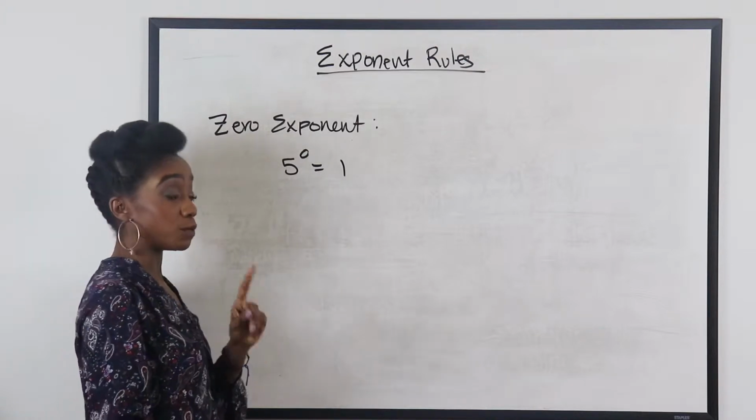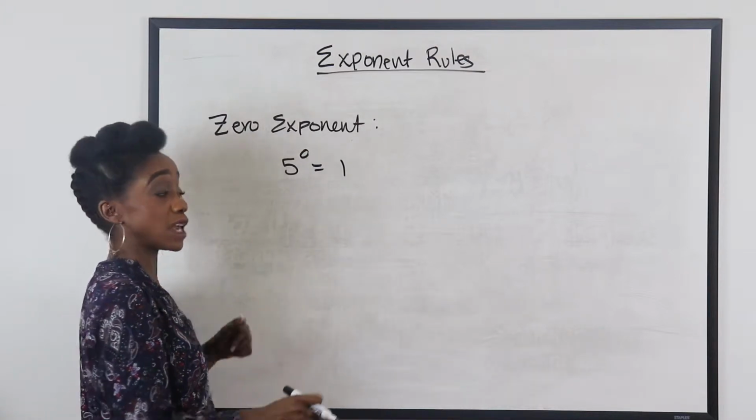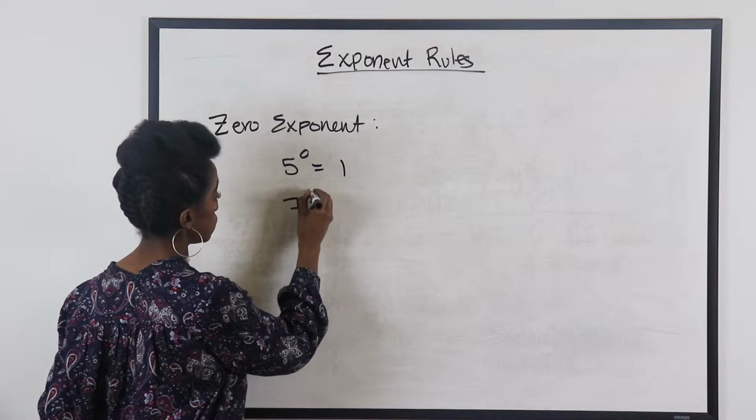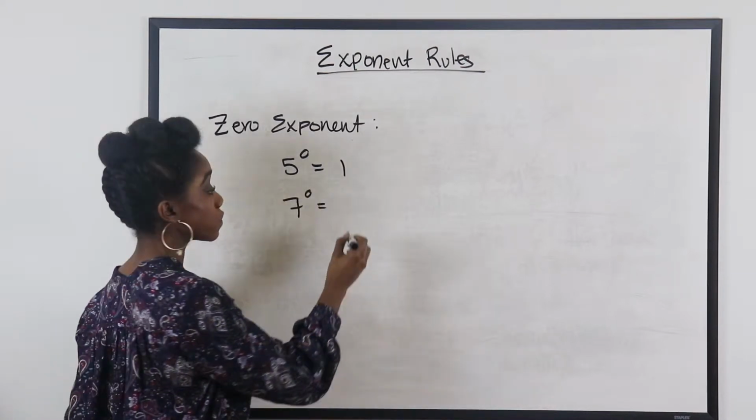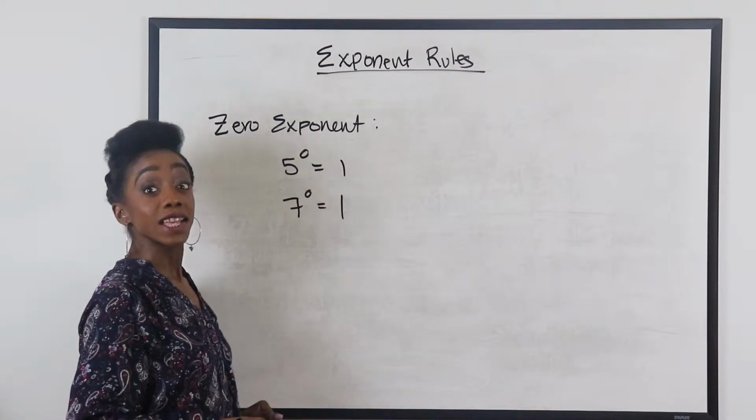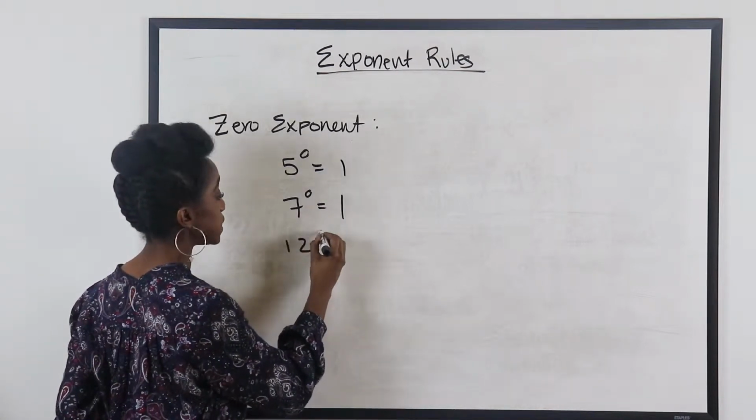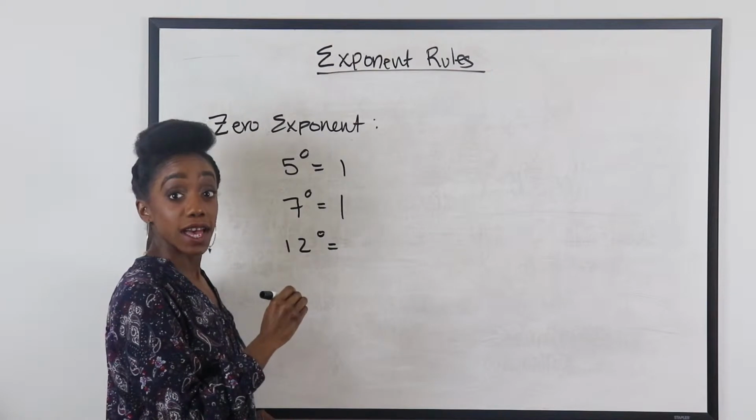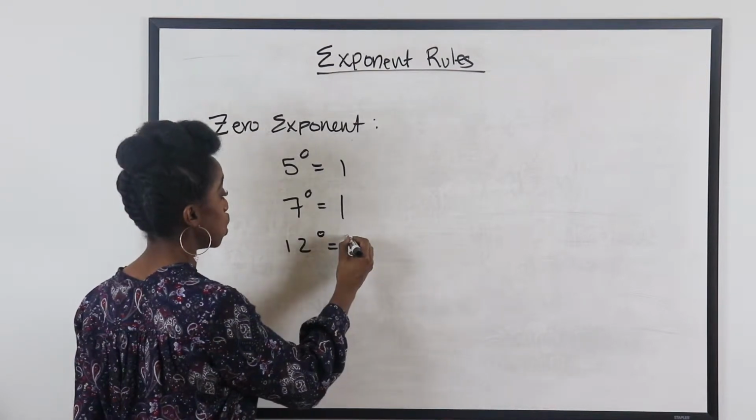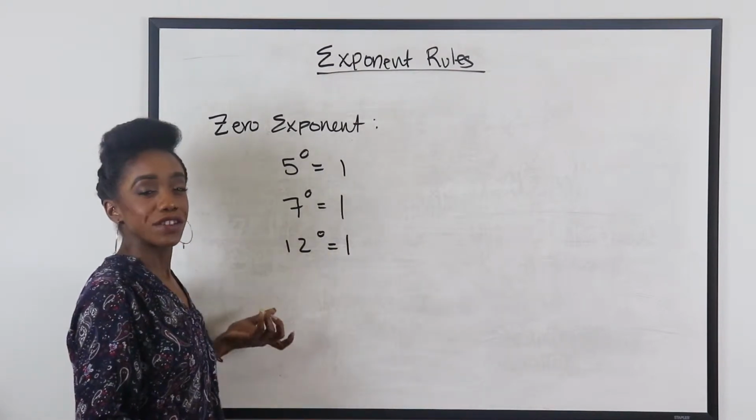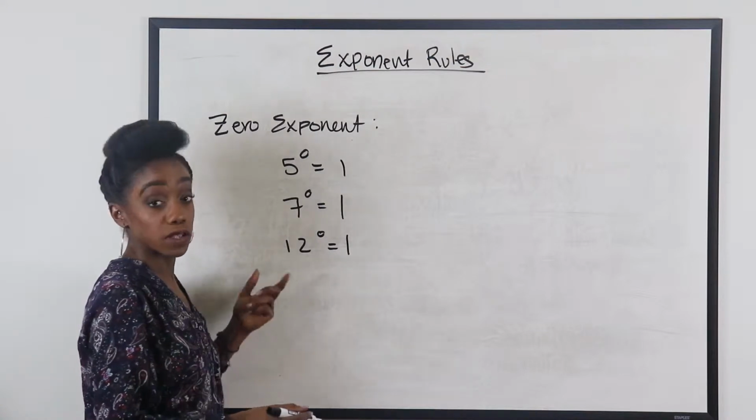Well, I'll show you. But before I show you, let me do another example. 7 to the 0 power equals 1. Yes, it does. Then we can have 12 to the 0 power. And guess what, guys? That's also going to equal 1. Now you're probably wondering, how? Well, what is the rule first?